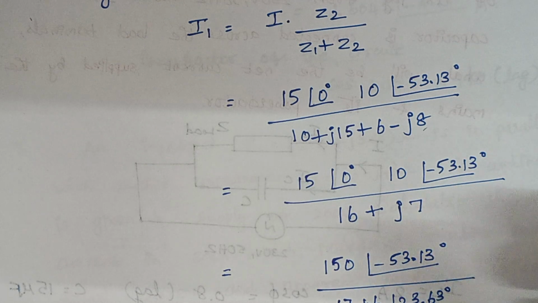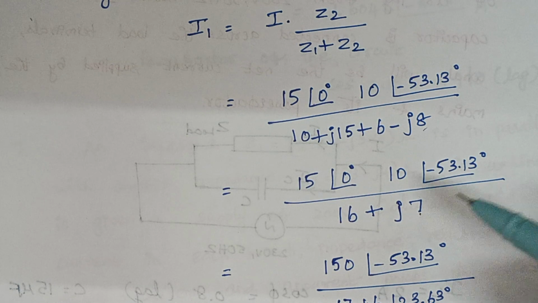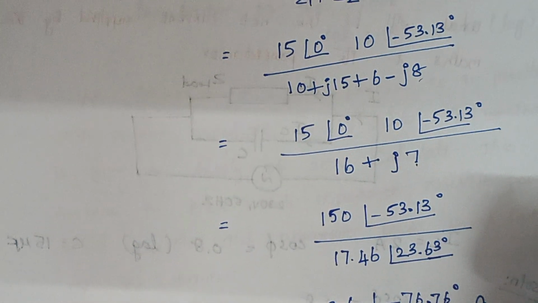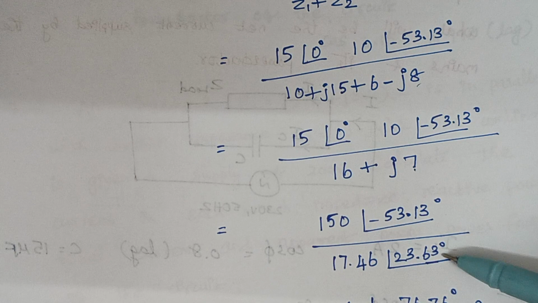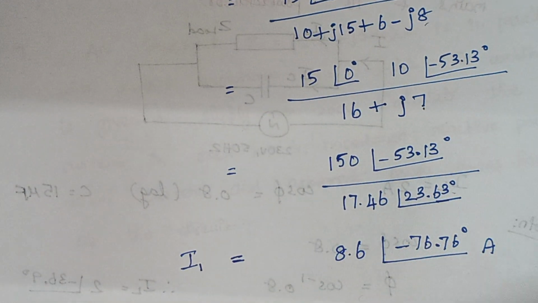Now we are going to convert this denominator part in polar form. So when you did this, you see here we are getting terms like this, and once you simplify this, the value of current is given as 8.6 with an angle of minus 76.76 amps.